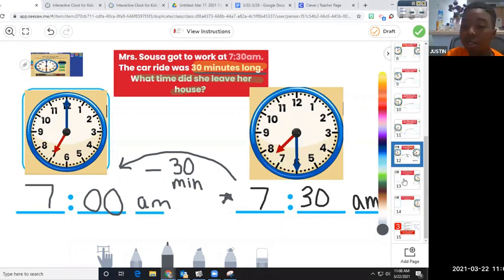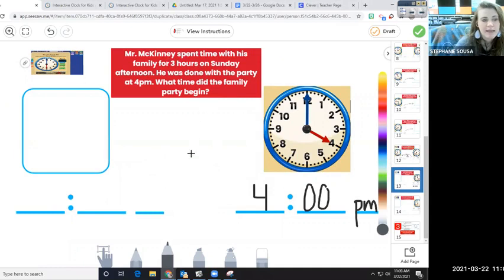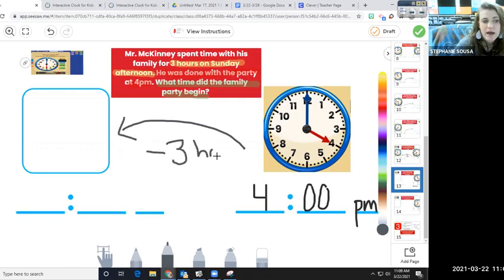Okay. Slide 13, let's read it. Mr. McKinney spent his time with his family for 3 hours on Sunday afternoon. Okay, that's how long the activity was. That's the time that elapsed, 3 hours. He was done with the party at 4 p.m. That's when the party's over, 4 p.m. What time did the family party begin? So again, for this one, you're going backwards in time. Okay, you're going to be subtracting 3 hours.